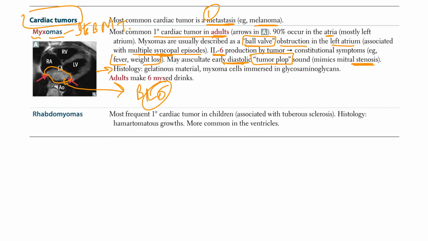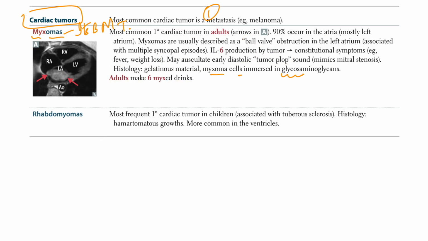Histology is high yield. You will see gelatinous material, myxoma cells immersed in glycosaminoglycans. Adults make 6 mixed drinks. Adults for adults, 6 for IL-6, mixed for myxomatous material, and drinks because the adults drink. So I guess that's why. But here, the important thing is, again, it's going to be either the ball-like or pedunculated mass.